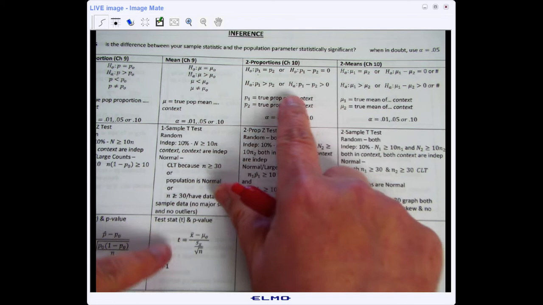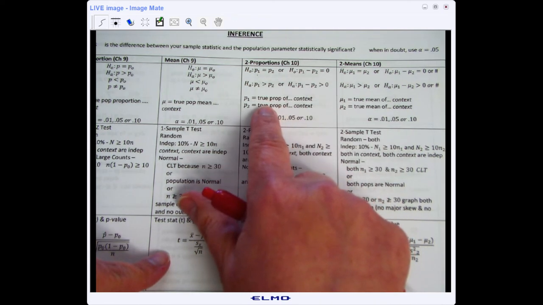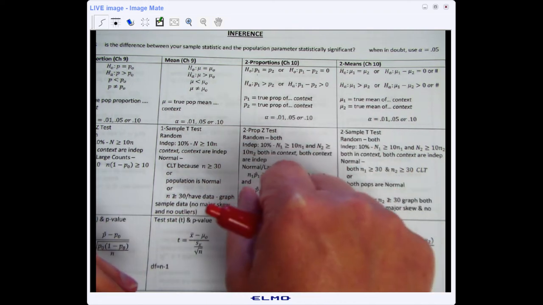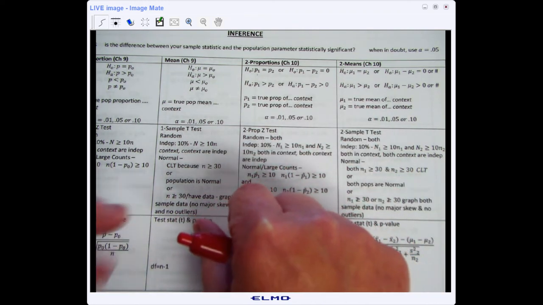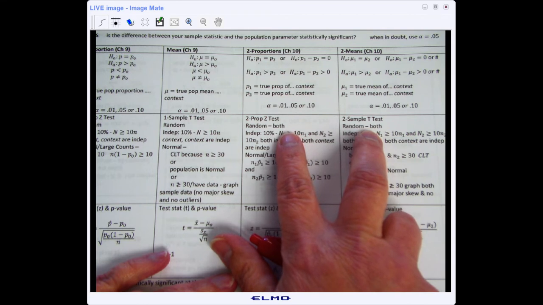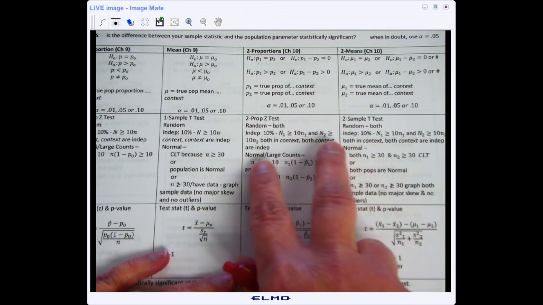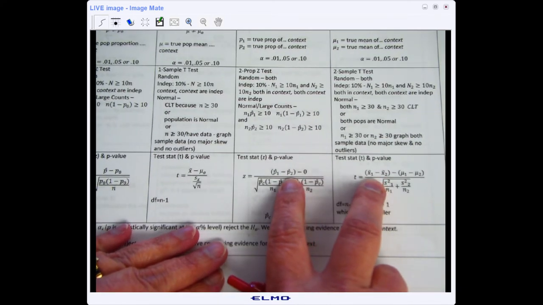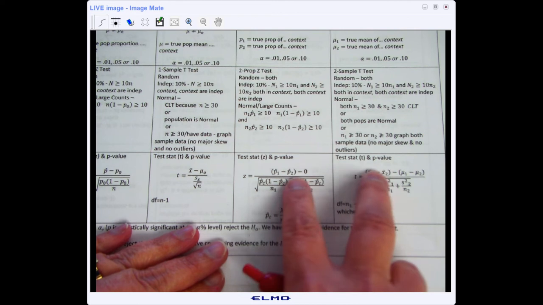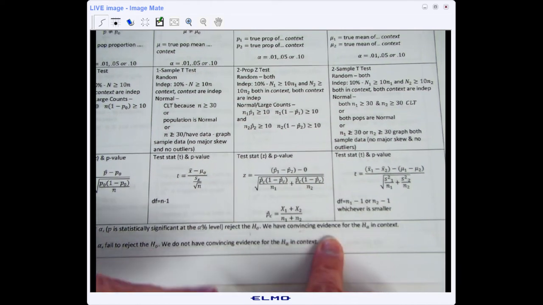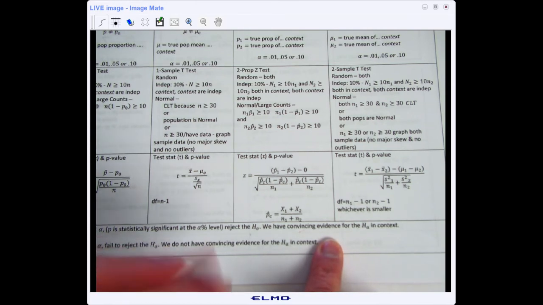I'm going to have to identify two population parameters in either one, because again, I'm comparing 2 samples together. I'm not going to have a status quo or a set value. When I do my conditions, I have to check random, independence, and normal for both samples. For our test statistic and p-value, we're going to use the calculator, not plug into the equation here. Once we find our p-value, our conclusion will be the same.